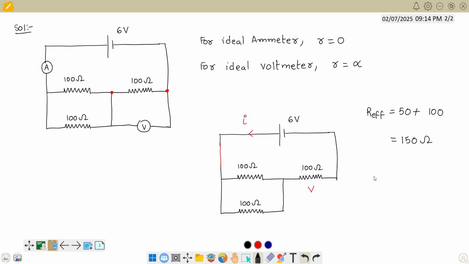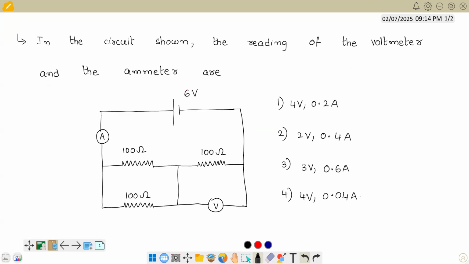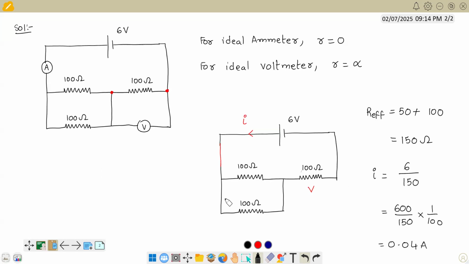Once you get R effective as 150 ohm, the current would be equal to 6 by 150. So this will be the current that we will get. So our ammeter would give me a reading of 6 by 150. So 6 by 150, I can write 600 by 150 into 1 by 100. So this would be 0.04 ampere. So straight away, here I can stop, and the only option which is showing me 0.04 is option 4, so I can mark it. But let us continue this.